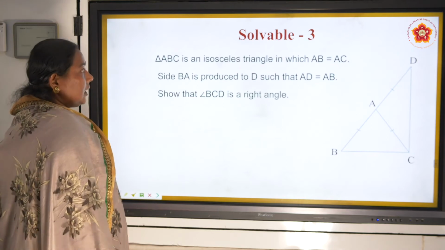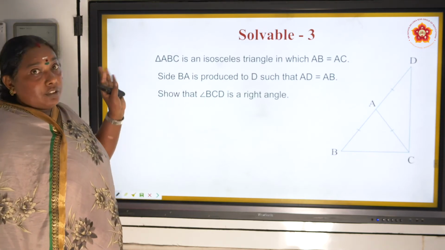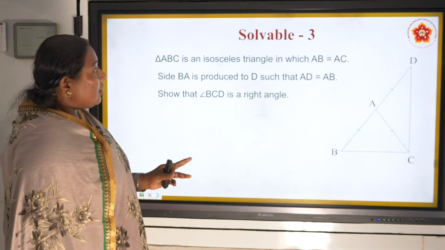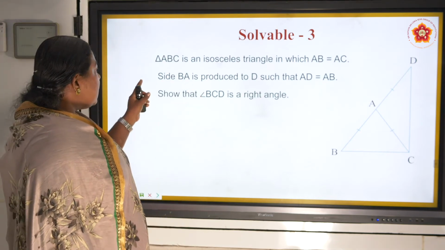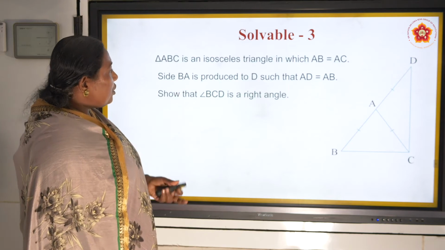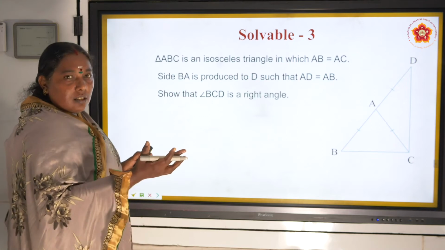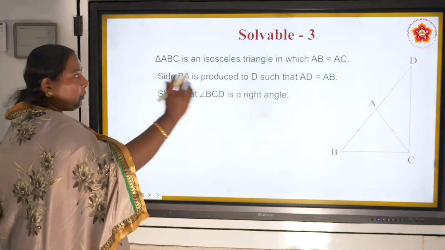Please think again. Now, next, the last one of this session. Triangle ABC is the isosceles triangle in which AB is equal to AC, side BA is produced to D such that AD is equal to AB. Too many things, is it right? So we will go one by one.